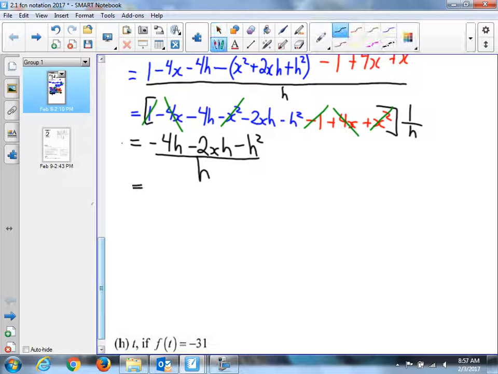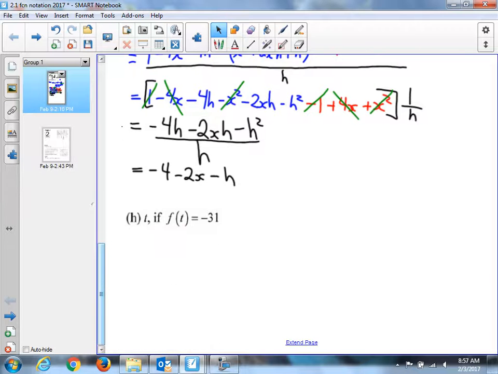So, equals minus 4 minus 2x minus h. That is what that one simplifies to in the group. That's a lot of work, though. But, well, it just is. What are you going to do about it? That's how much work it is.